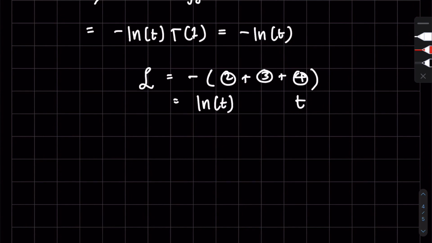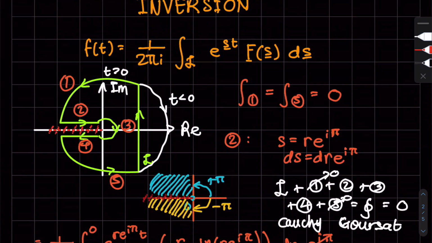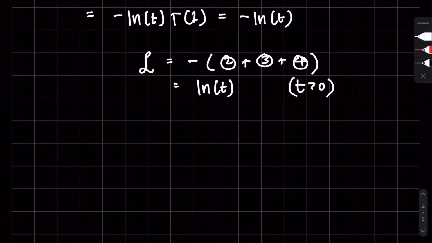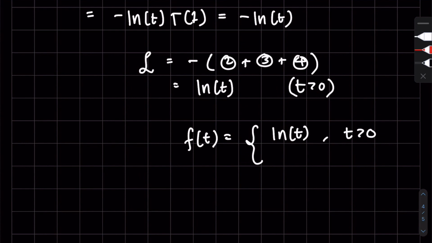And as I said, this is for t greater than 0. That closure was for t greater than 0. For t less than 0, it's trivial. For t less than 0, there are no branch cuts, there are no poles, there's nothing. So the entire integral for t less than 0 will be 0. So we will return to what we thought was defined to be the inverse f of t. So that's natural log of t when t is greater than 0, and 0 when t is less than 0.